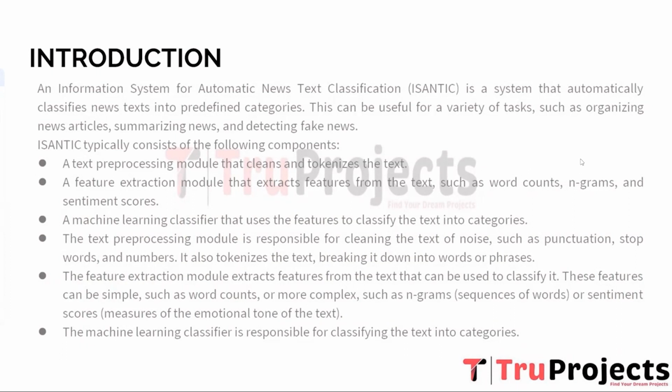The machine learning classifier is responsible for classifying the text into categories. This is typically done using a supervised learning algorithm which is trained on a set of labeled data. The labeled data consists of news articles that have been manually classified into categories.